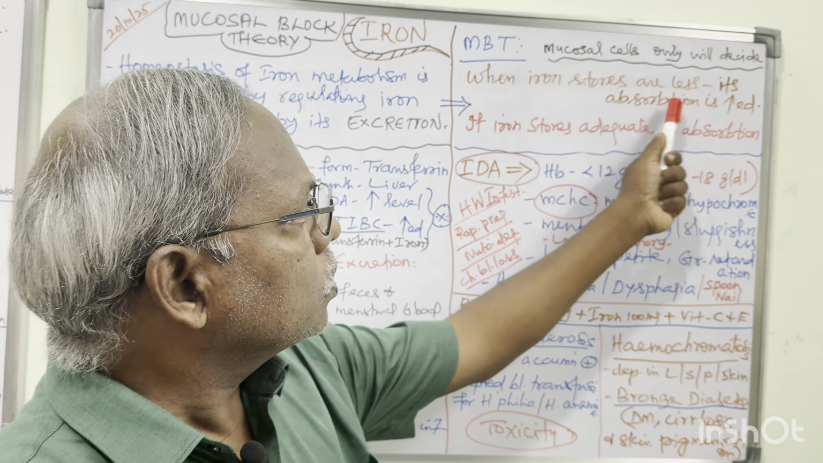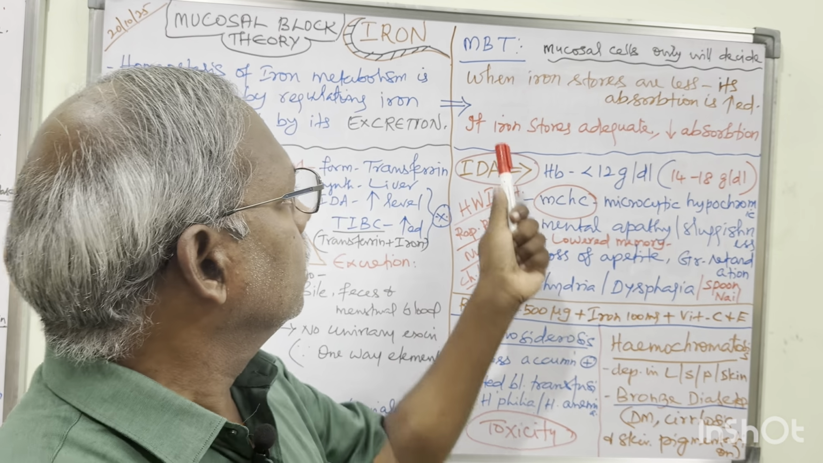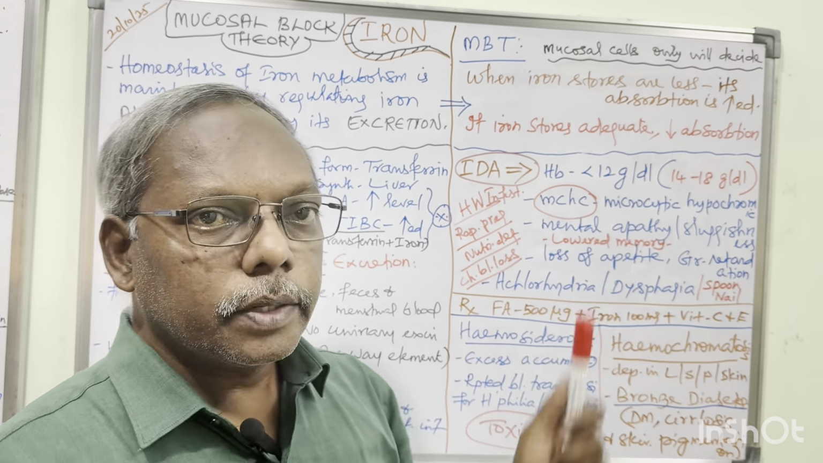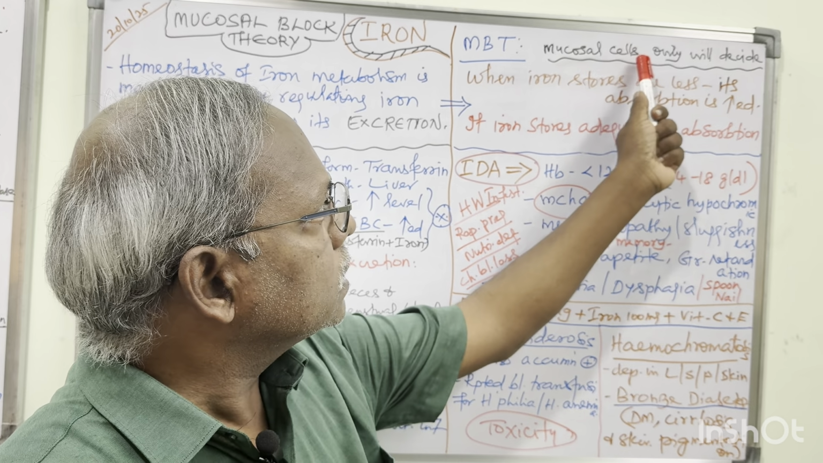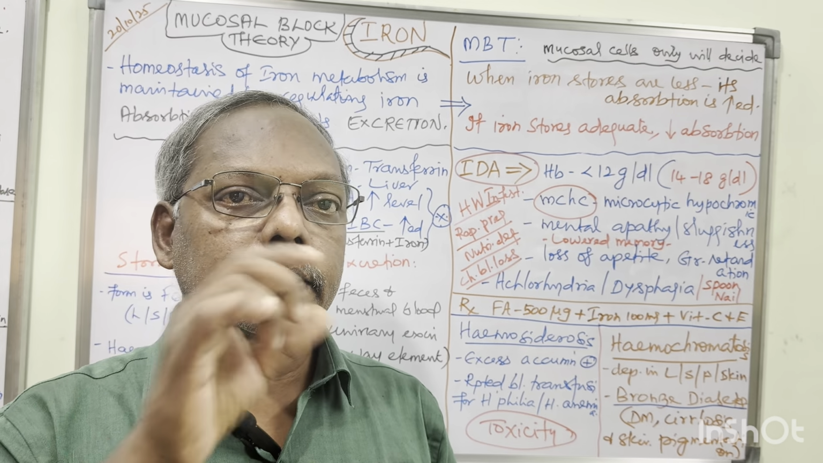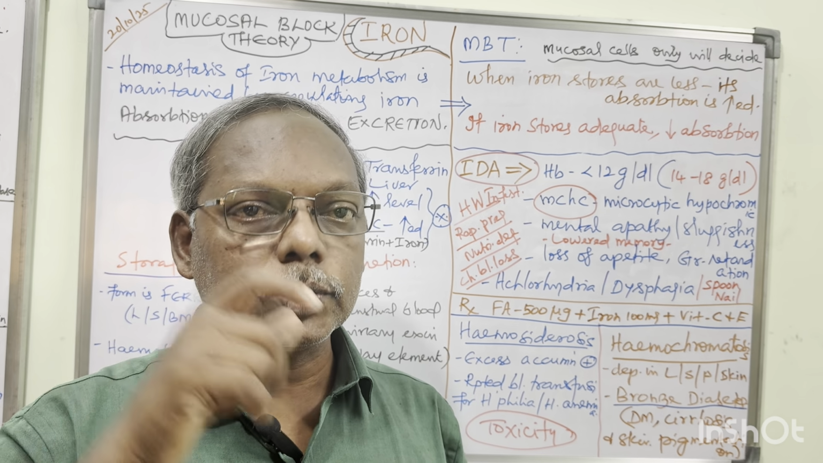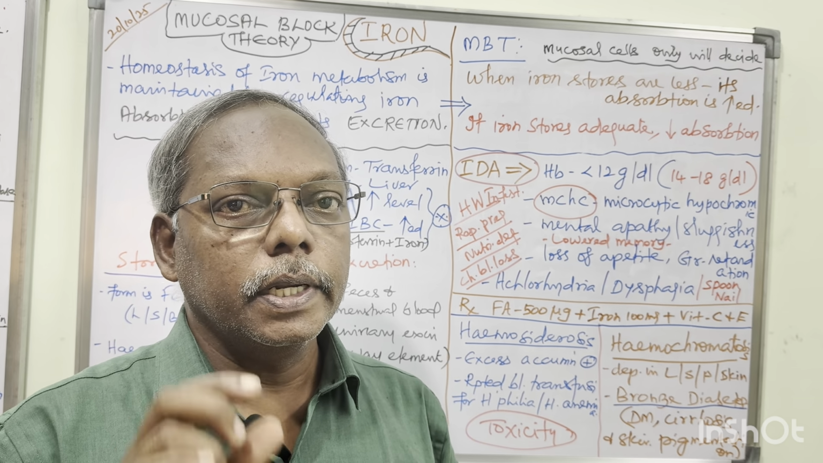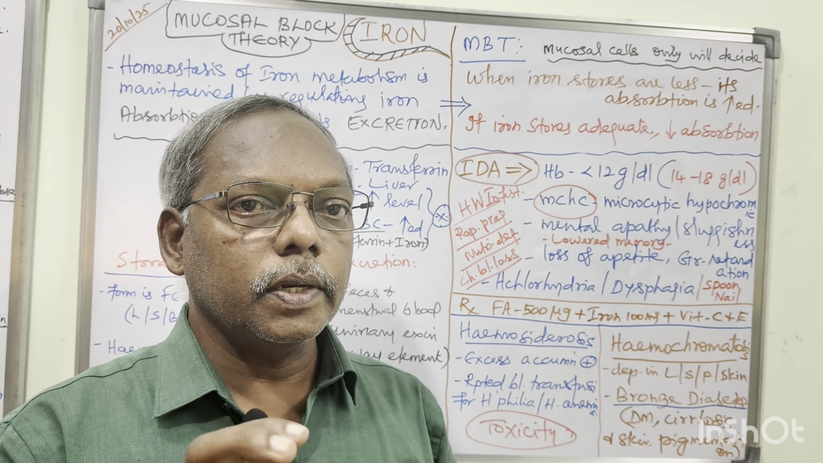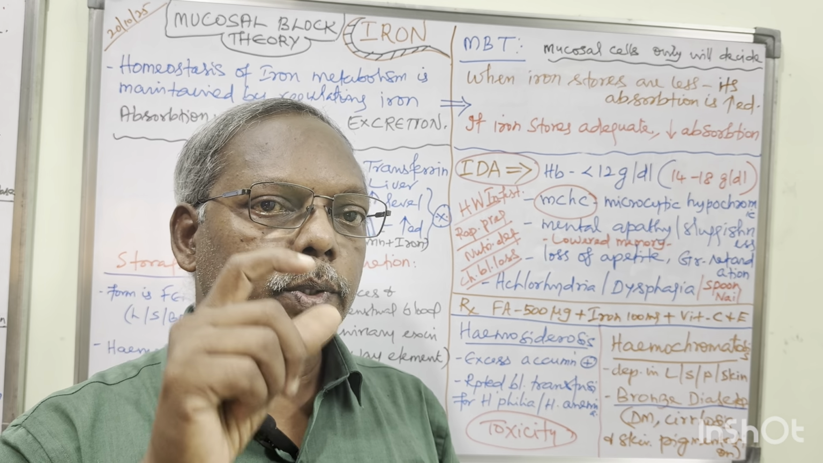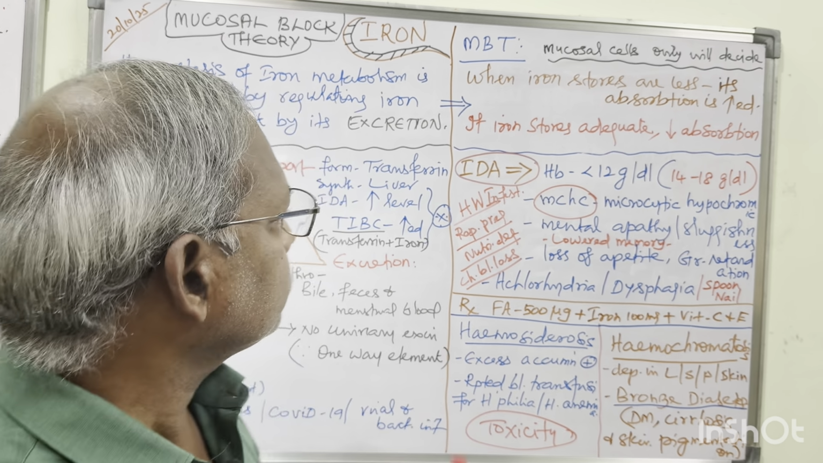So when ion stores are less, its absorption is increased. If the ion stores are adequate, the absorption level will be decreased. Mucosal cells only will decide either the uptake, utilization, reutilization or storage form of ion. Intestinal mucosal cells. So these 4 or 5 lines with the one diagram for your mucosal block theory question answer. 5 mark short notes. Okay.